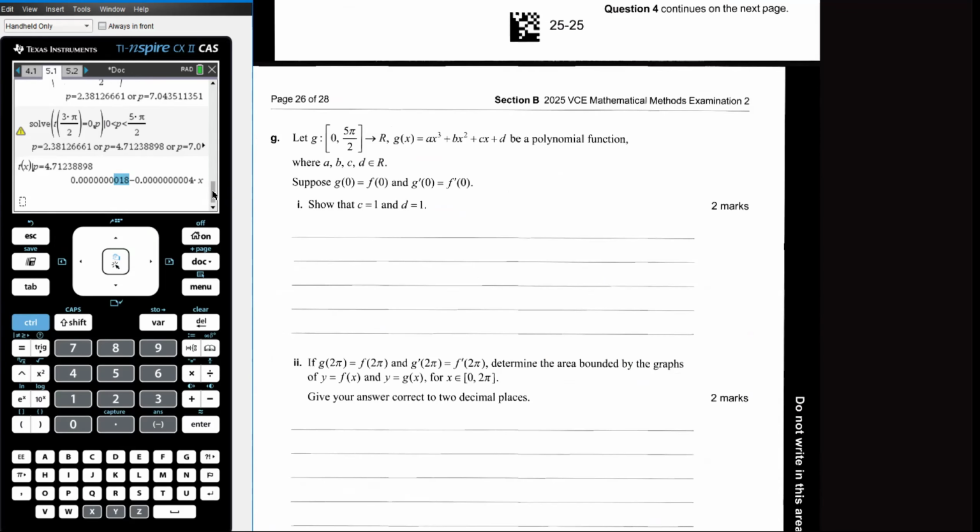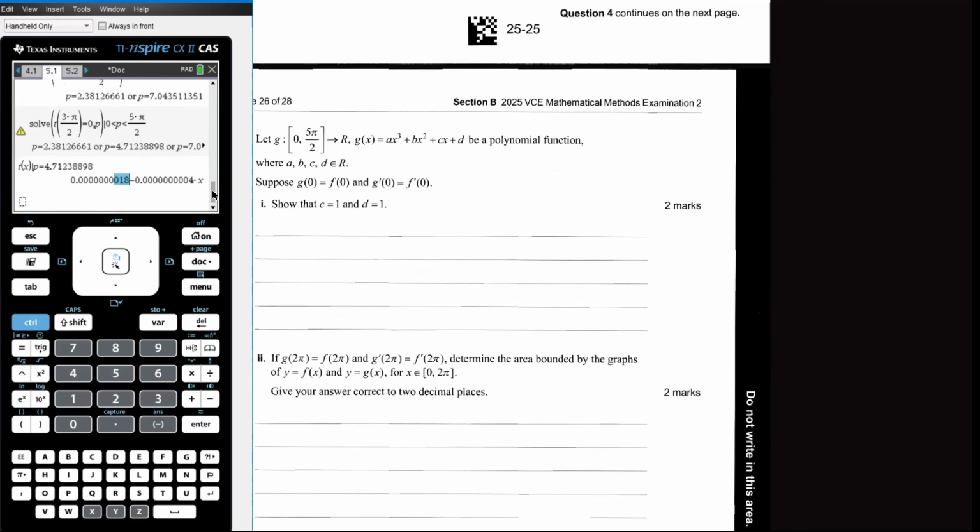Okay, show that a question. This is a polynomial. So g naught equals f naught. Let me just write f of x here again. That's sine x plus 1. Obviously, g naught is d. f naught is sine 0 plus 1. So this leads to d equals 1.